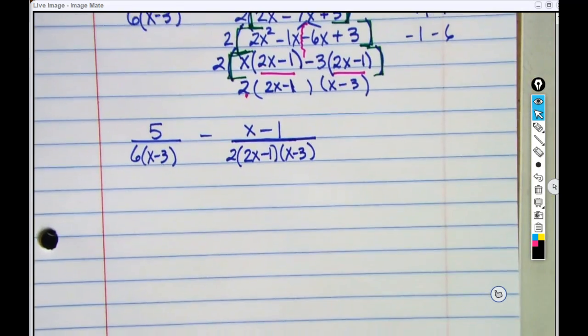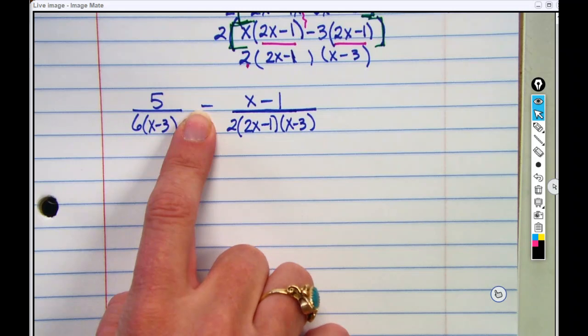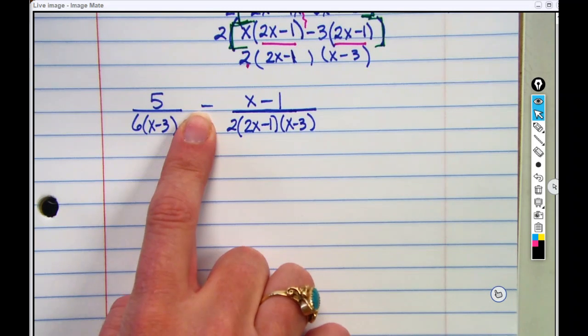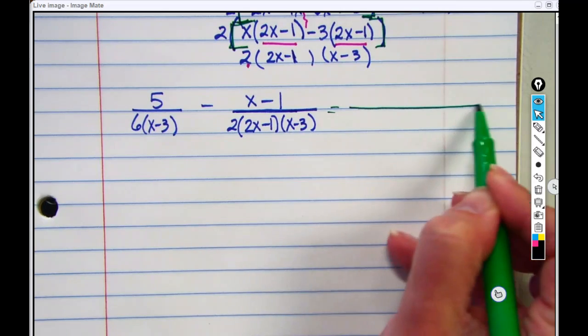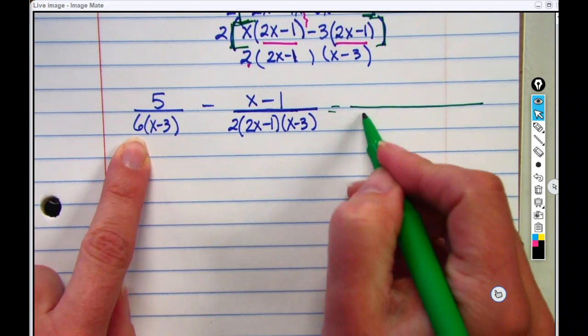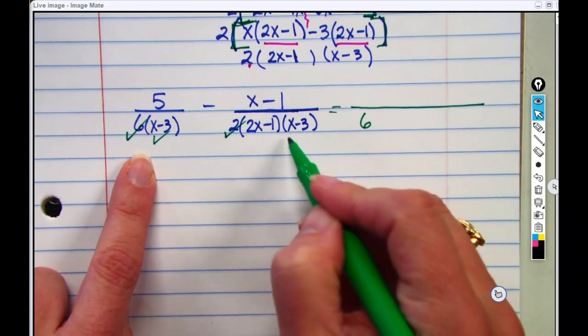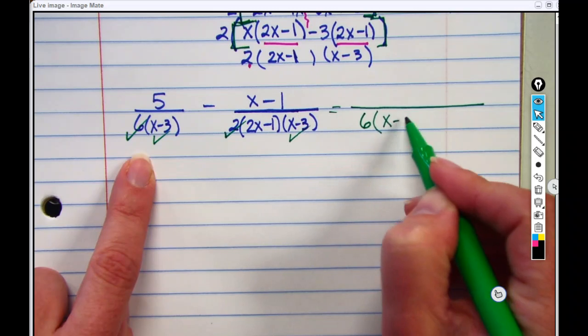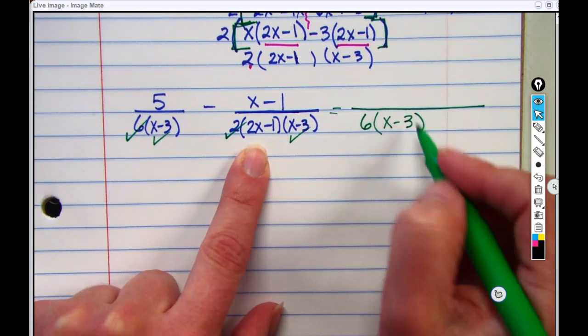Lots of work, and we're still not there. Remember, we are subtracting these 2 fractions, so I need a common denominator, right? So what would my common denominator be? 2 and 6 both go into 6. So that's done. They share an x minus 3. There's my x minus 3. And I also need the 2x minus 1.